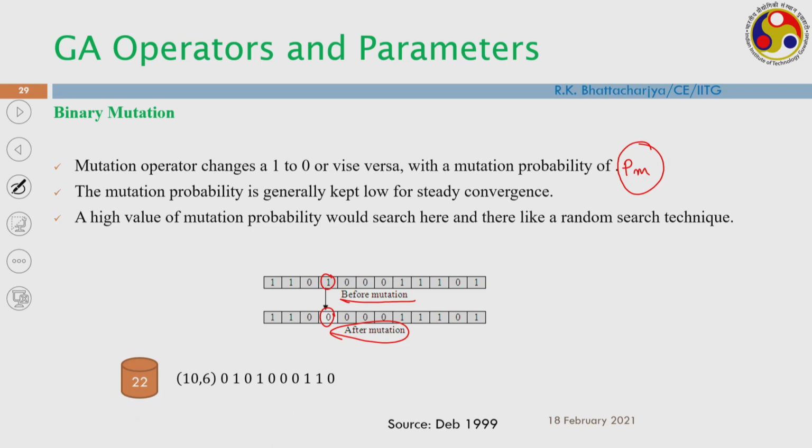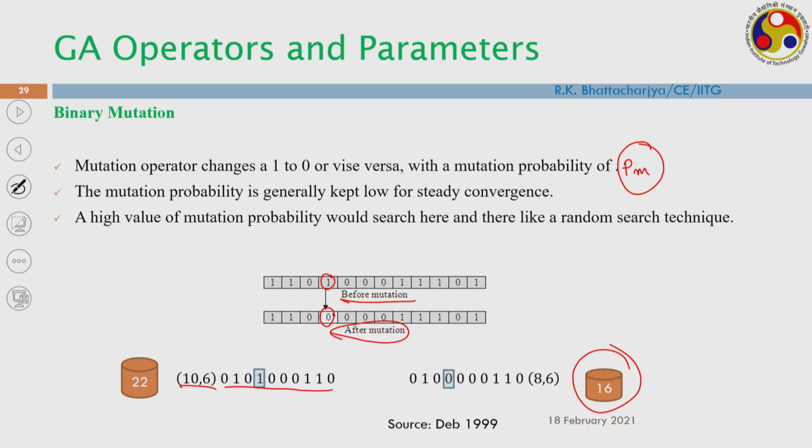Here the solution is 10 6 and this is the chromosome we have, and then suppose you are mutating the 4th bit, then this bit will change. The 4th bit was 1, then it will be 0 now, and whatever new solution you are getting, the objective function value, or cost, is 16. So, you are getting some better solution after mutation.